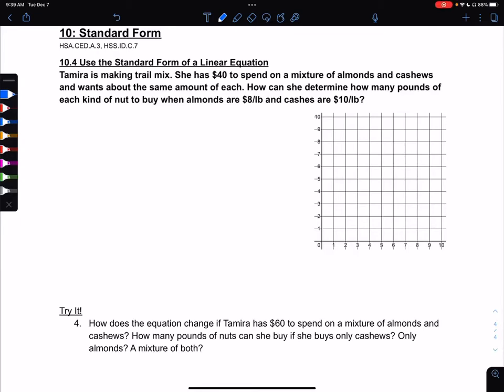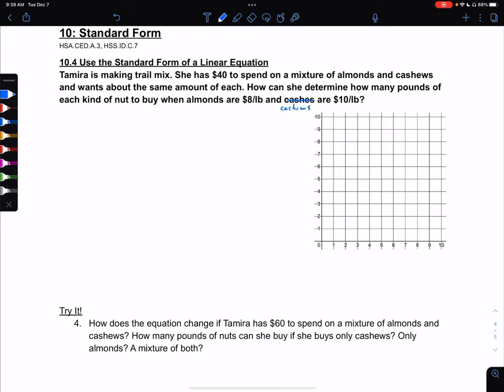Here we're going to look at topic 10, example 4, use the standard form of a linear equation. Tamira is making trail mix and she has $40 to spend on a mixture of almonds and cashews and wants about the same amount of each. How can she determine how many pounds of each kind of nut to buy when almonds are $8 a pound and cashews are $10 a pound? That should not say cashews, that should say cashews.